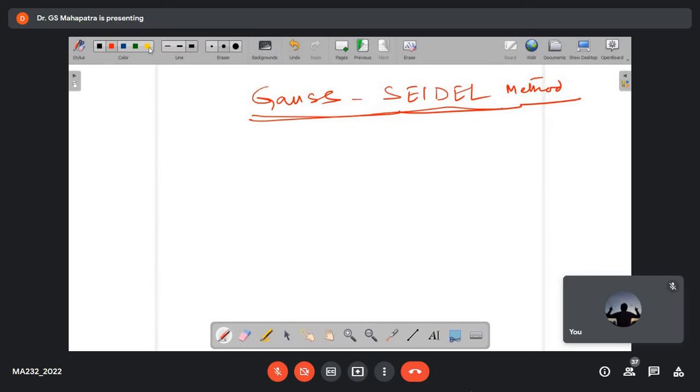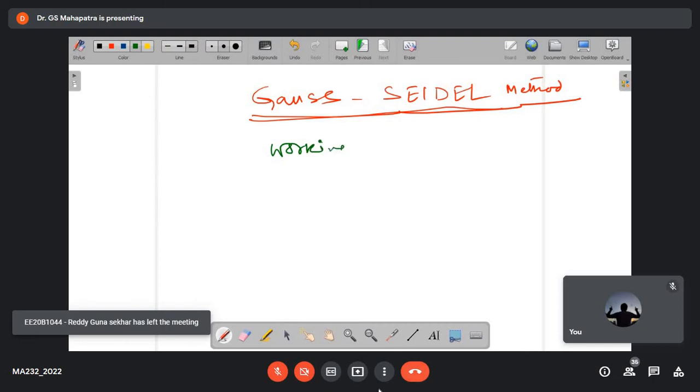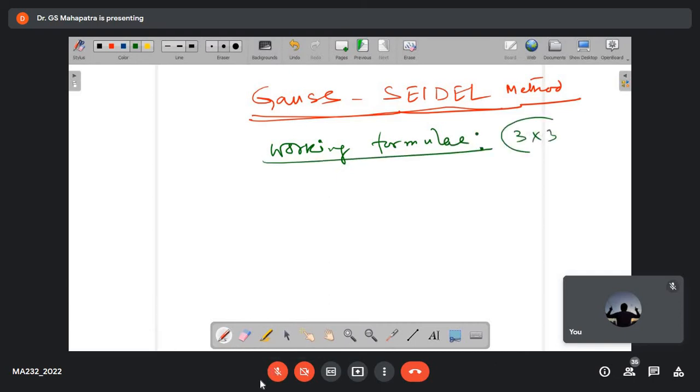Let us see how many are able to answer. Iterative formula or working formula? Working formula. Actually, that should be for the 3x3 matrix. 3x3 matrix only.